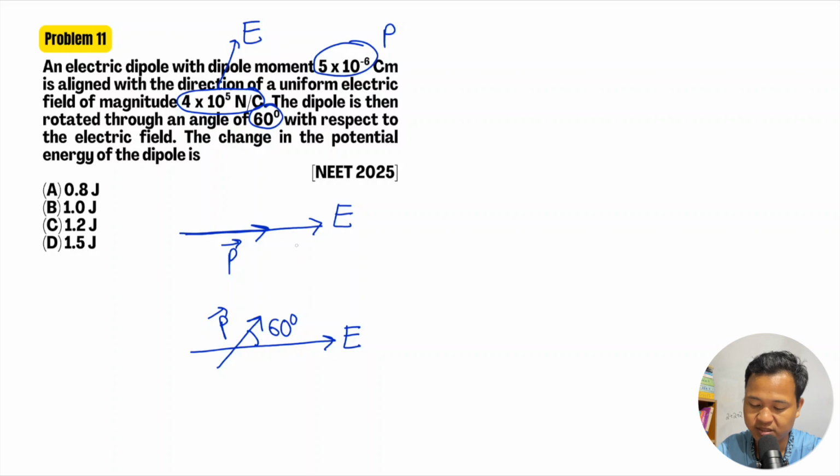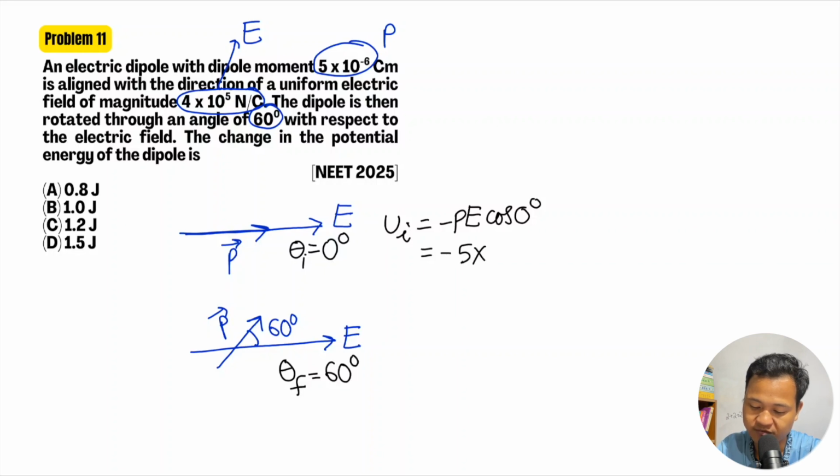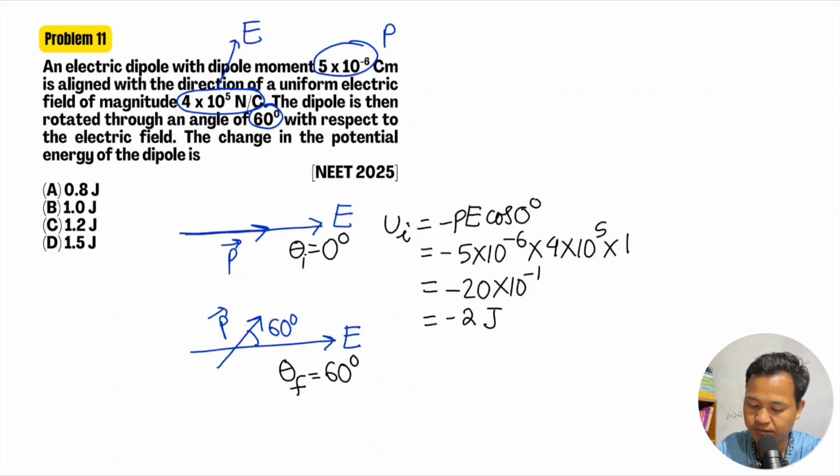Initially, the angle between dipole and E is theta equals 0 degree. So finally, what is theta final? This is 60 degree. The question asks for the change in potential energy of the dipole, which is U final minus U initial. U initial is minus P into E into cos 0 degree, so minus 5 into 10 power minus 6 into electric field 4 into 10 power 5 into cos 0, which is 1. 5 fours are 20, into 10 power minus 1. That means minus 2 joule.